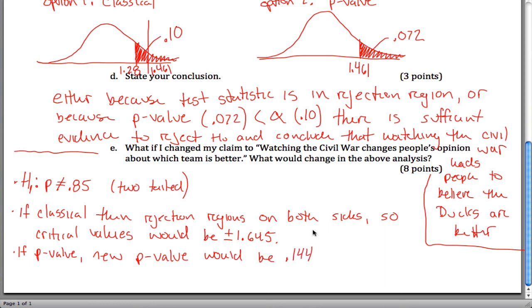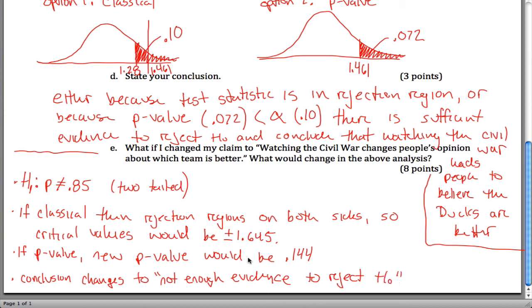So this would change for everything. Those would change, and either way, the conclusion would change to not enough evidence to reject the null hypothesis. Yeah, I guess that's it. So that's the end of this quiz.